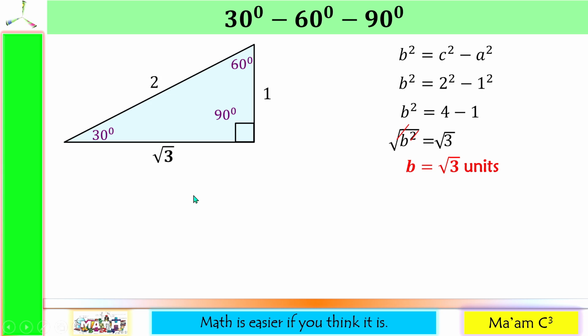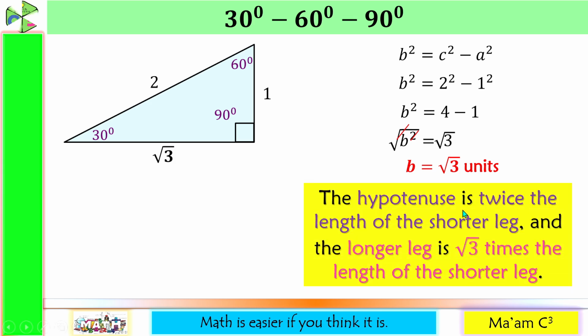30, 60, 90 degrees triangle also has its theorem. And it states that the hypotenuse is twice the length of the shorter leg. Let us prove that. The hypotenuse is twice the length of the shorter leg. The shorter leg is the one opposite 30 degrees. Twice of 1 is 2, and that is our hypotenuse. So this statement is correct. 1 times 2 is 2.